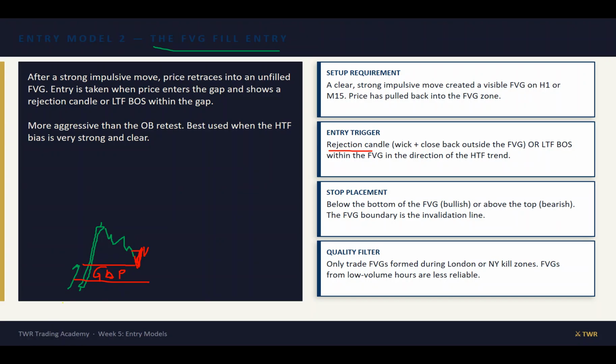Now, stop loss. We say you place it at the bottom. So your stop loss can be below the bottom of the fair value gap if it's bullish, or above the fair value gap if it's bearish, meaning price can still come back deeper into the fair value gap. So you allow the breathing room.